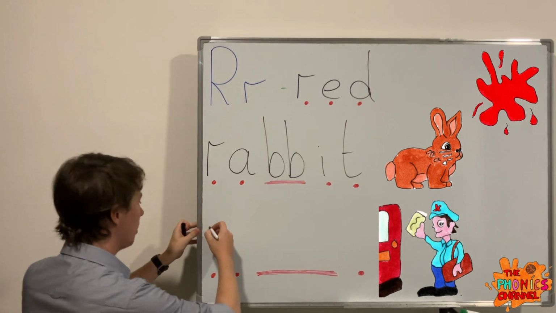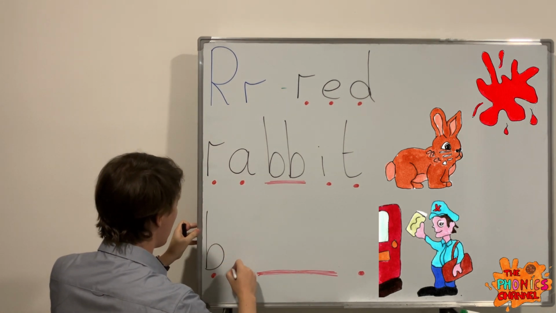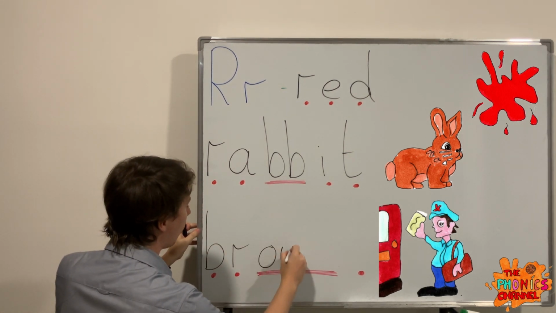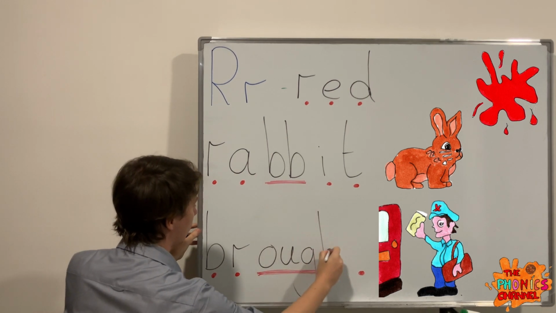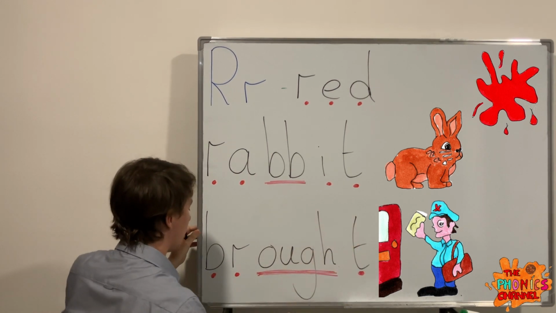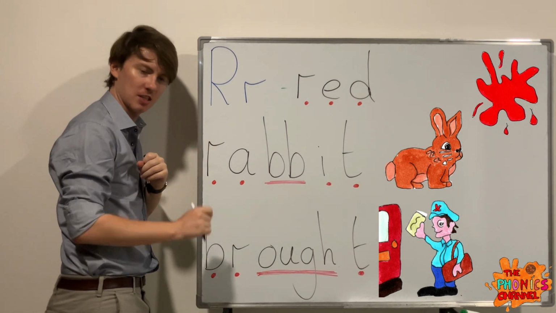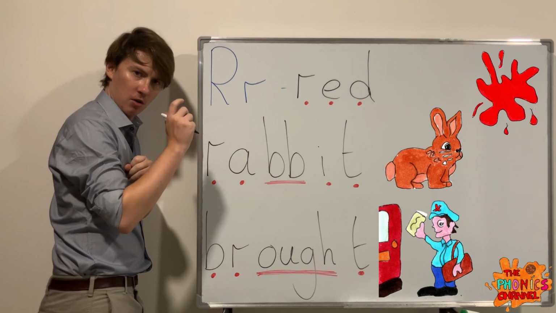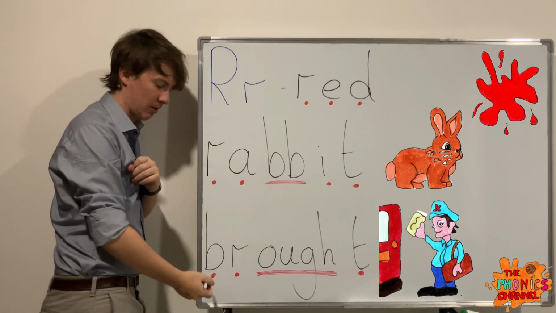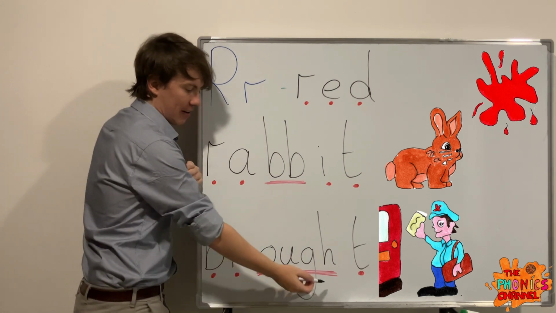And next one is brought. Brought. Okay. B, R, O, U, G, H, T. Brought. B and R. Okay, kind of make the br sound. They're adjacent consonants. We need to say them quickly together. Br. Okay, br.